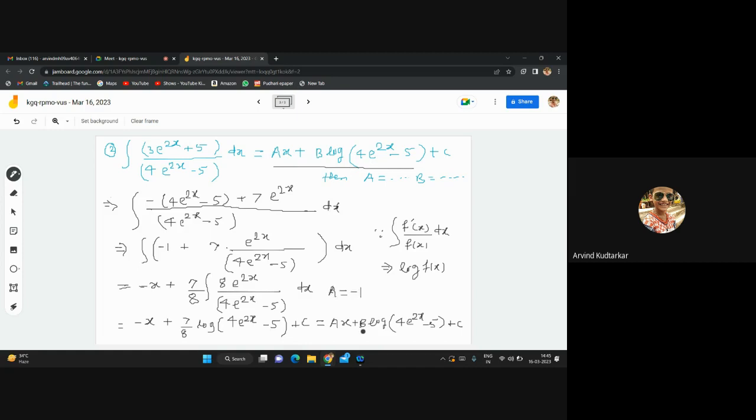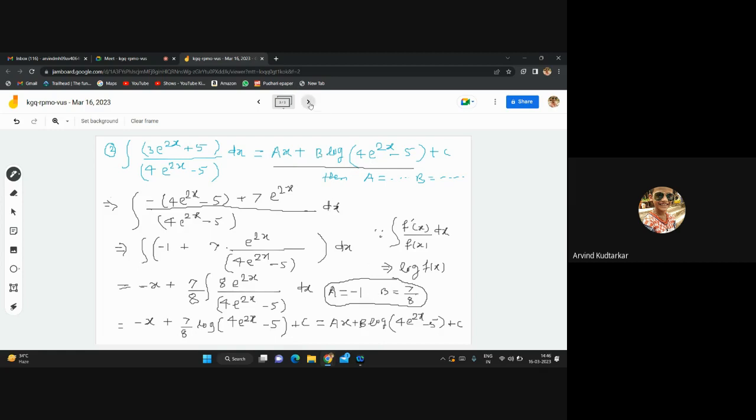What is the coefficient of b? Log of 4 into e raised to 2x minus pi. That term is here, so the coefficient of log is b. What is the coefficient of log? 7/8. So the value of b is 7/8. So what is the correct solution? A is -1 and b is equal to 7/8. This is the correct solution. Yes? Okay.